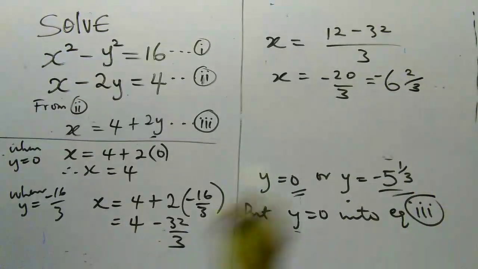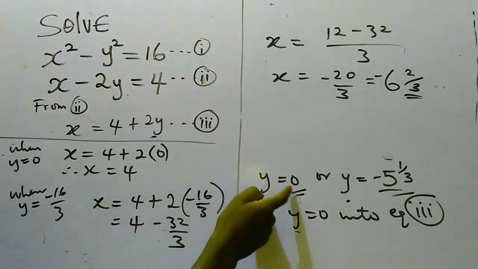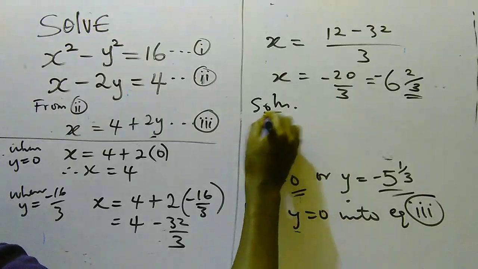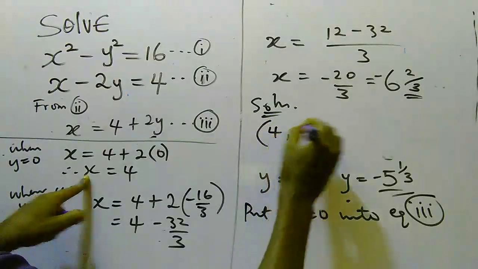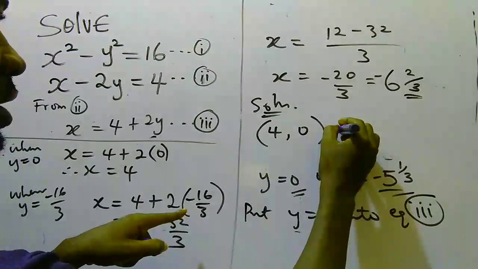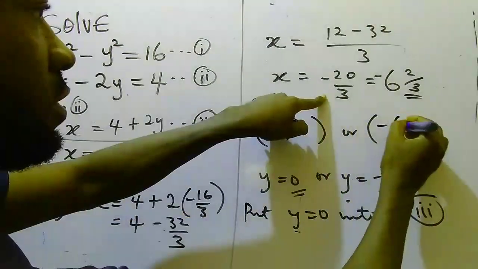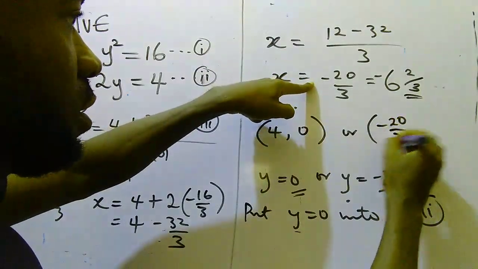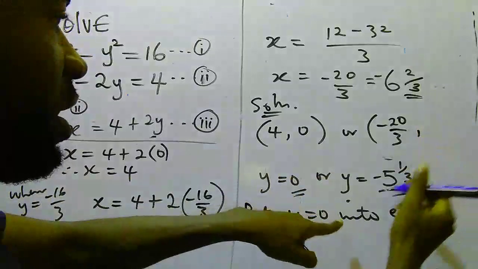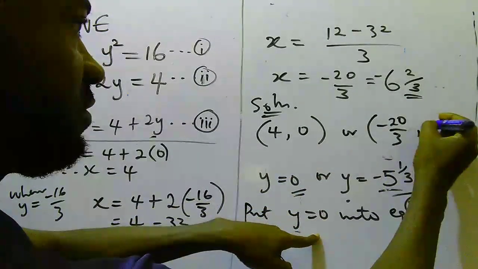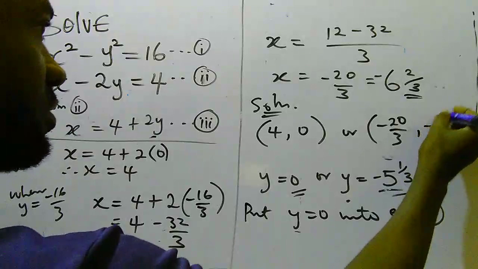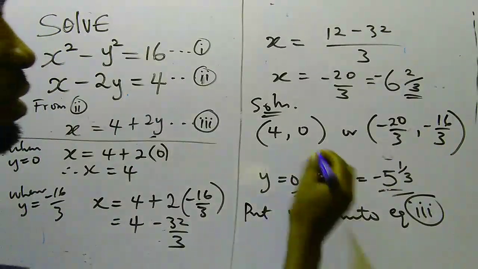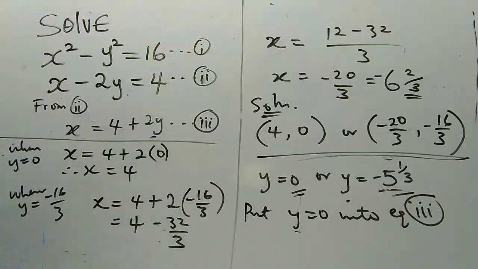So I've gotten my two values. When y is 0, x is 4. So our solution is when x is 4, y is 0, and the second one is x equal to minus 20 over 3, and y is minus 5 1 over 3, which is minus 16 over 3. So these are the two solutions. Okay, so that's the answer.